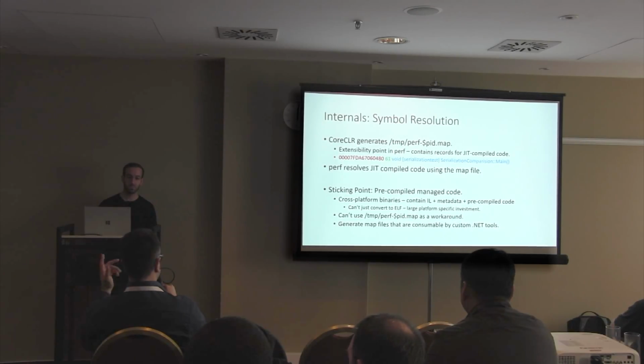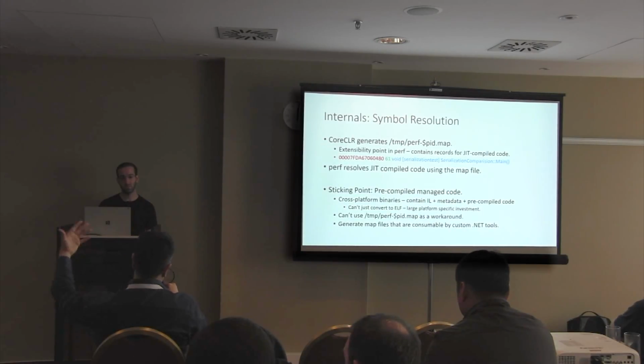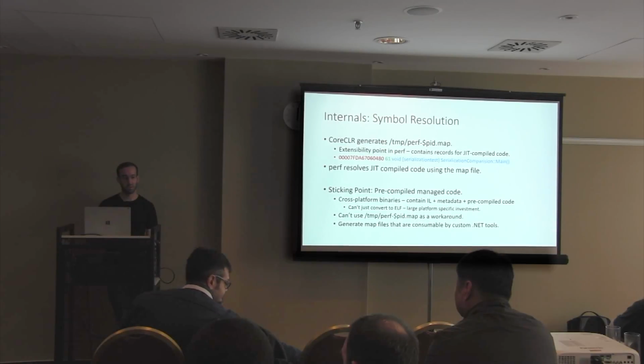Because with the LTTng UST side, you could hook into the dynamic address load, unload of library type of events, and perhaps we need to extend that to hooks for JITs, so that they can tell the tracer that they're actually mapping and unmapping code from memory, that it might be useful there. Yeah, that would be interesting. Thank you.